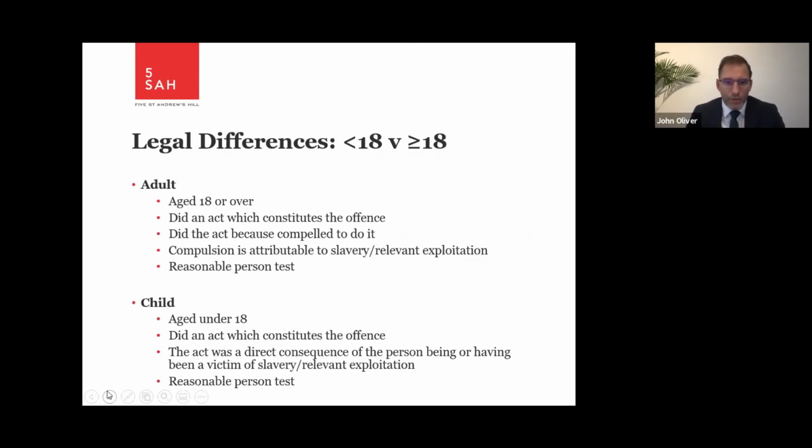All you need to show is that the act was a direct consequence. There still has to be a nexus, but a direct consequence of the person having been a victim of slavery or exploitation. Next slide, please.